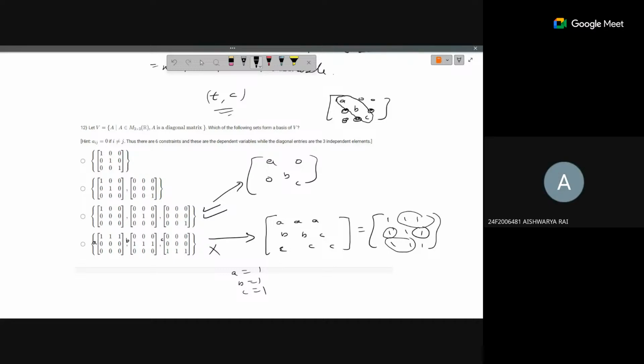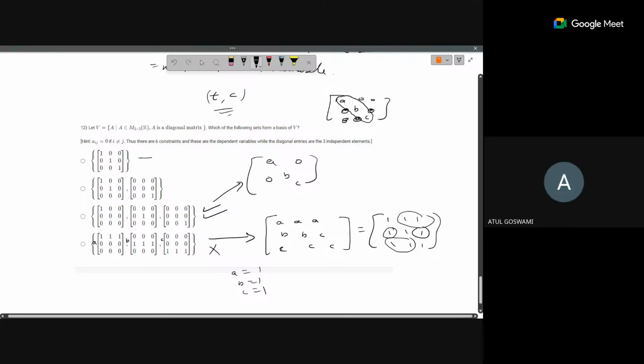Sir, the first option is failed just because it was not a diagonal matrix, right? It is a diagonal matrix, but it is not all the diagonal matrix. It is just this A, A, A. We take A times this. It is not all the diagonal matrix in M3. That's why it is not true.